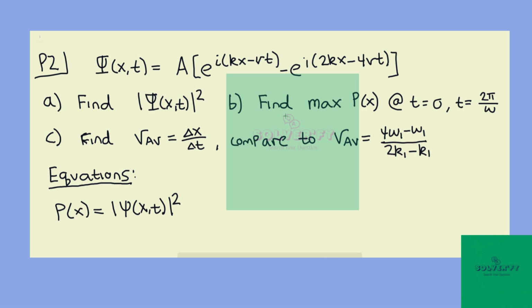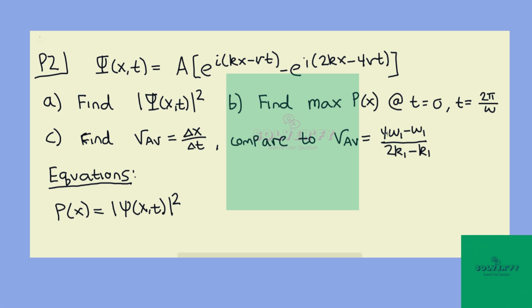We're then asked to find the first two x values which give maximum probability density for both time equals 0 and time equal to 2 pi over omega, the angular frequency. Once we've done that, we are asked to compute this average velocity, which is computed by the change in a particular x from t equals 0 to t equals 2 pi over omega, over the delta t. And we're asked to compare this to the v average from the first example in the chapter.